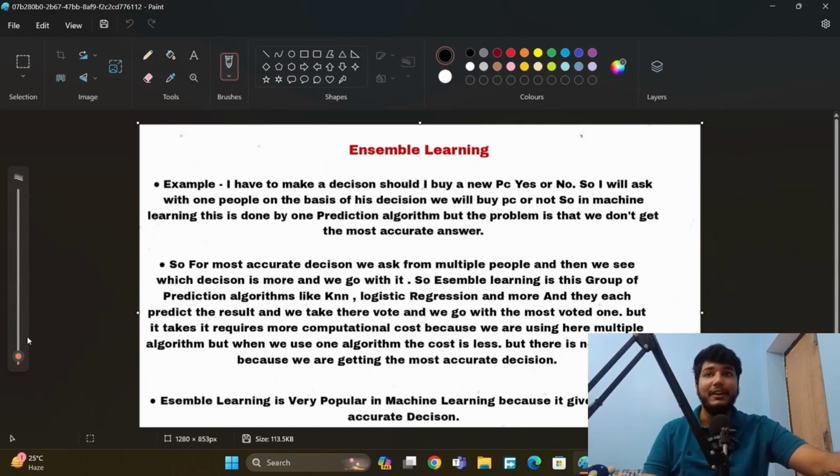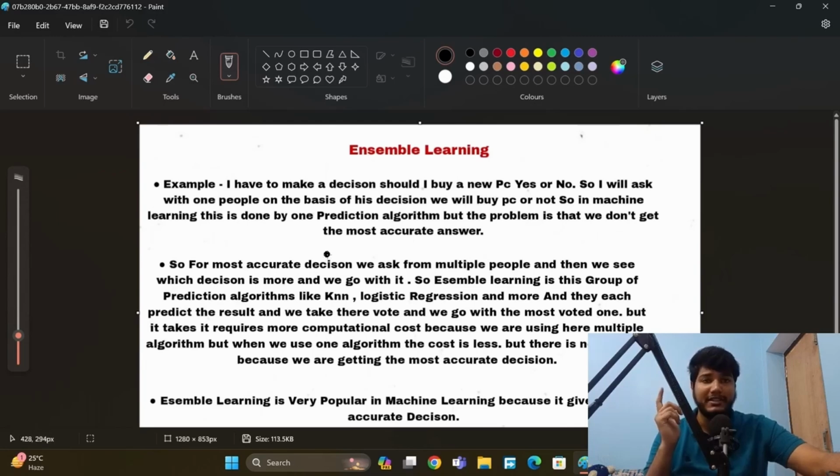So Ensemble learning. For example, I have to make a decision. Should I buy a new PC, yes or no? So I will ask one person, okay? On the basis of his decision, we will buy the PC or not. So in machine learning, this is done by one prediction algorithm, but the problem is that we don't get the most accurate answer. Any algorithm, it could be KNN for example, but the problem here is that we don't get the accurate answer, okay?